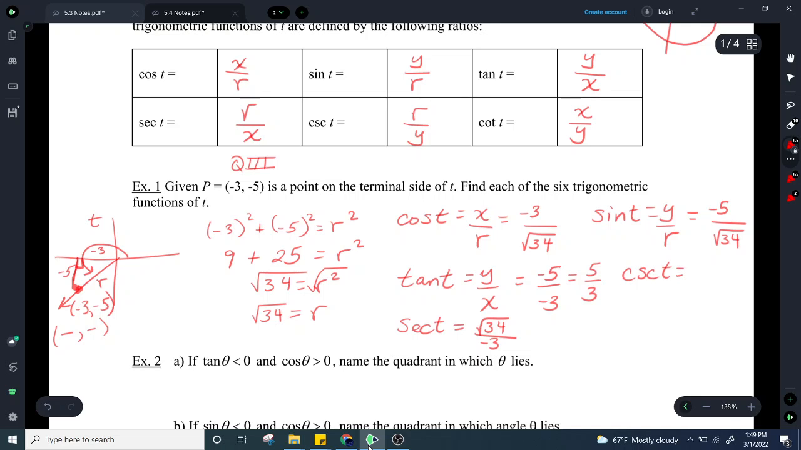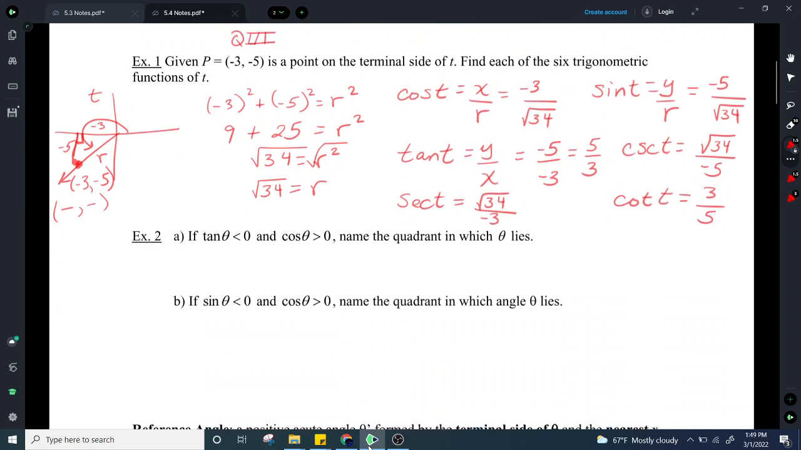Cosecant is the reciprocal, remember, of sine. So same thing, we're going to flip it, or just up here, you're using r over y. That gives me radical 34 over -5. And then cotangent, of course, is the reciprocal of tangent. So you can just flip the tangent and do 3 over 5. The other way to think about it would have been to say x over y, which would have been -3 over -5, which still would have reduced to just 3/5.